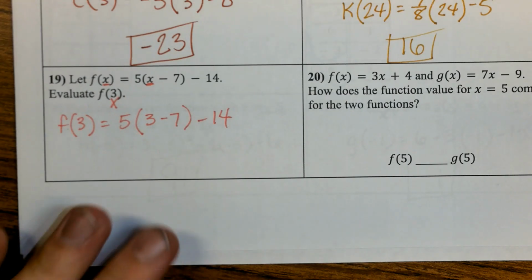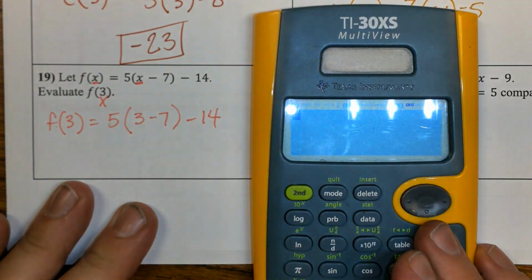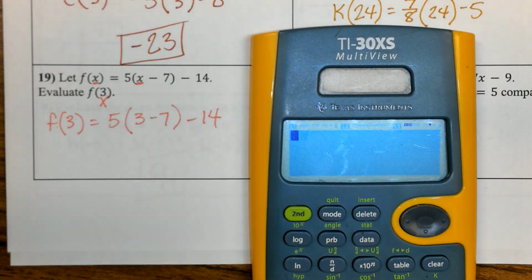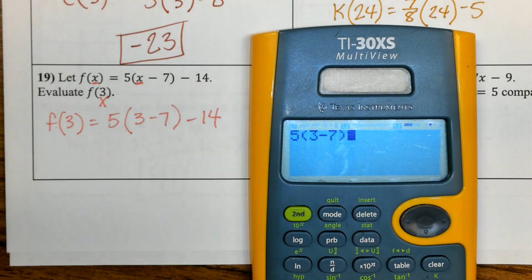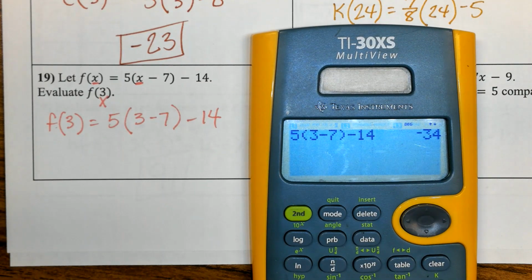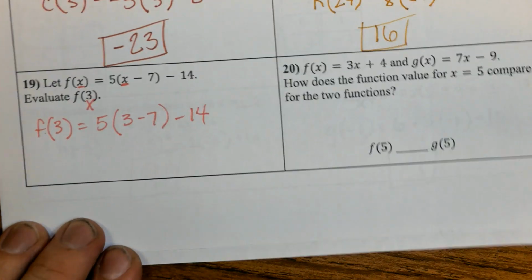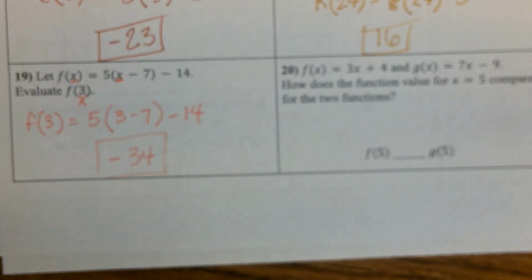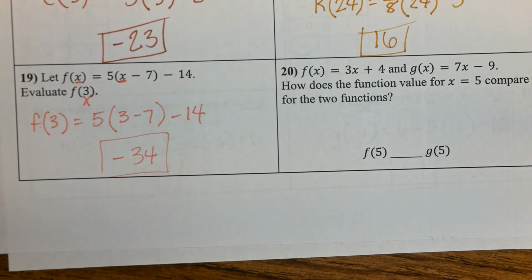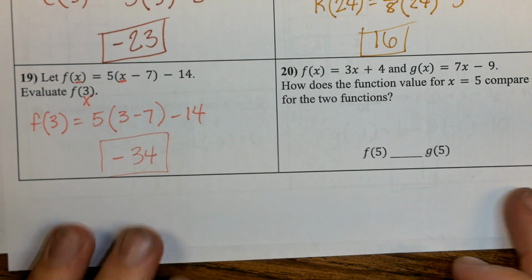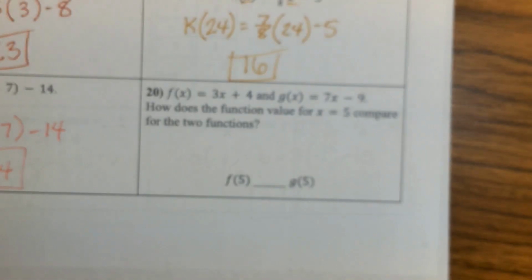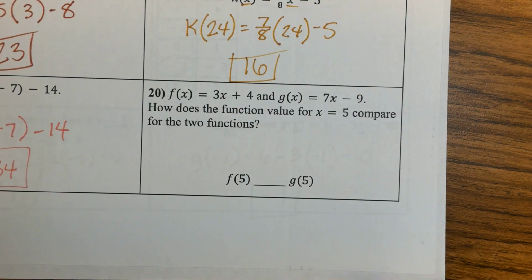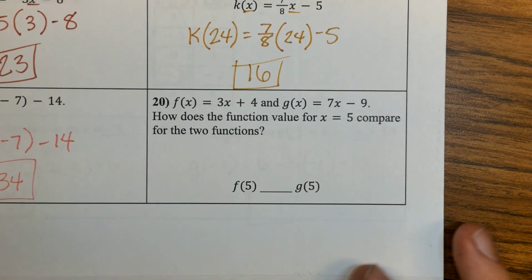And now I can just type that in on my fancy calculator here. So I have 5 parentheses 3 minus 7 and minus 14. So my answer is negative 34. And I'm done. Look at that. Now, last question. Wow, this page took far less time than the front. So that's not too bad.